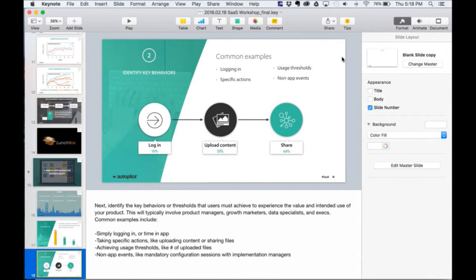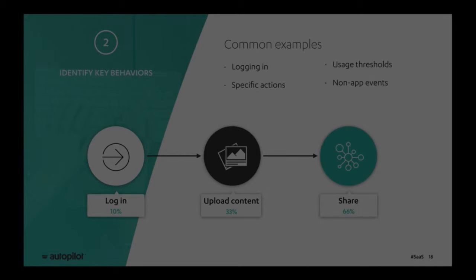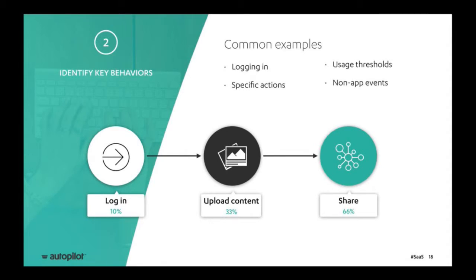Some common examples would be logging in. So just frequency of login, specific actions like I just mentioned. Third would be usage thresholds, like what's the one key thing that everybody needs to be doing to be successful in your app. Maybe it's committing code, and you find that 30% of people commit at a certain level or above, and that's what you define as an activated trial.